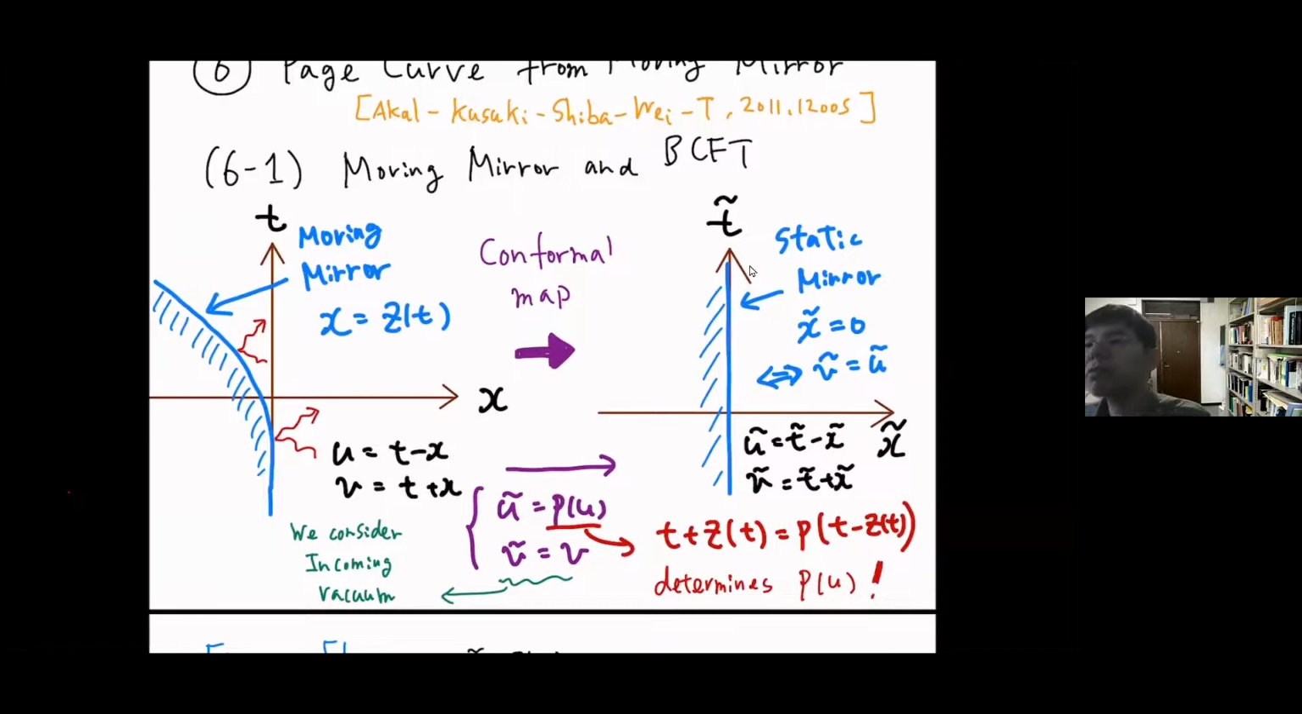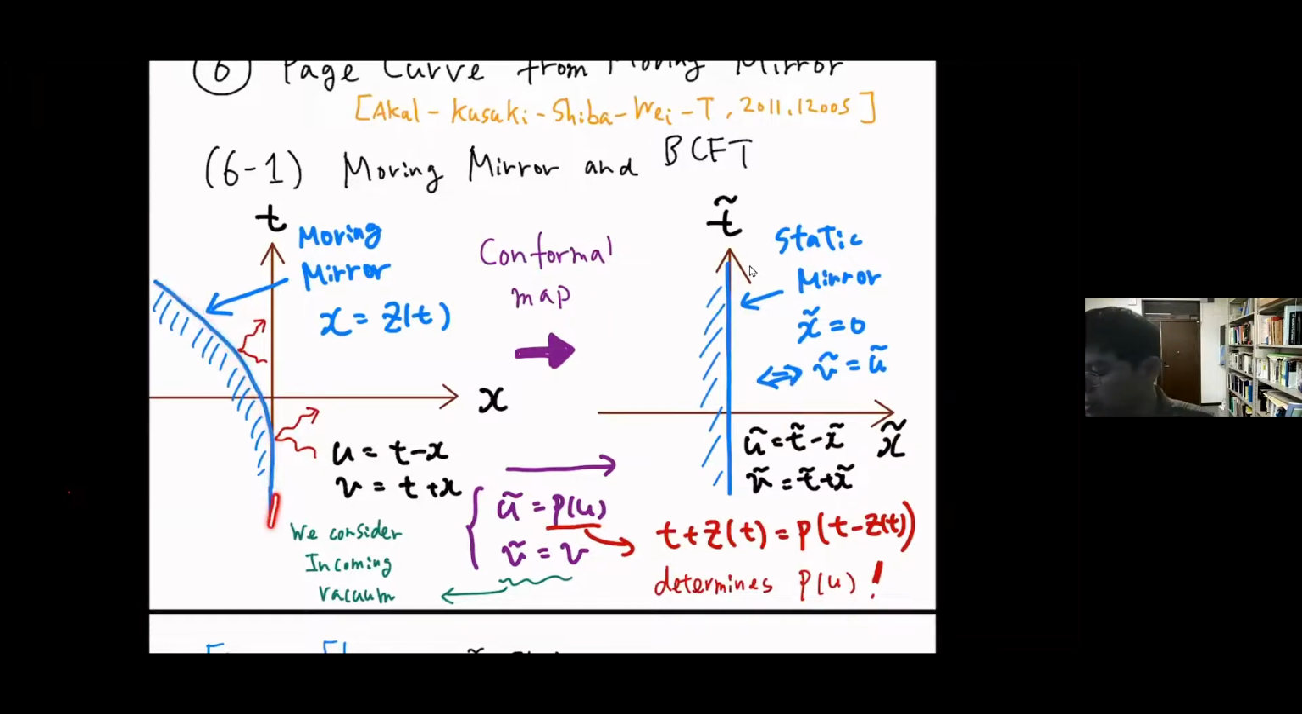So let me start with the moving mirror. The calculation is very simple. I don't have enough time, but I think I can tell you the main part. A moving mirror is just something you can prepare, right? It's like a Dirichlet or Neumann boundary condition in a free scalar, but I'm talking about a more general boundary, described by boundary conformal theory. The simple case is of course a static mirror, which is not interesting. I'm interested in an accelerating moving mirror.